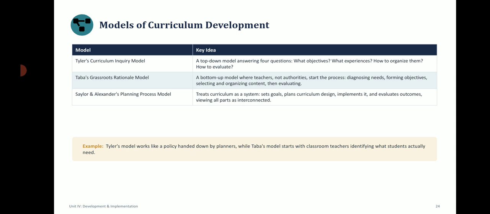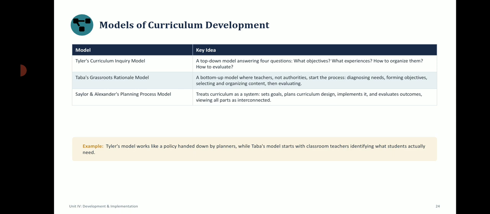So Taylor, answering the 4 questions, is a top down model: what objective, what experience, how to organize, how to evaluate. Taba's is a bottom up model, where teachers start the process: diagnose, form objectives, select and organize content, then evaluate. That's it. Now Saylor and Alexander's planning process model. First the inquiry model of Taylor, then the grassroots rational model of Taba, and now Saylor and Alexander's planning process model.